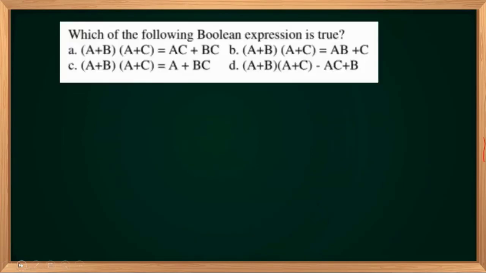Right. Next question is which one of the following Boolean expressions is true? Four options are there. Equality sign is missing here. Which of the following Boolean expressions is true? A plus B dot A plus C equal to AC plus BC. A plus B dot A plus C equal to AB plus C. A plus B dot A plus C equal to A plus BC. Fourth option, A plus B dot A plus C equal to AC plus B. Which options are correct? This is also true.